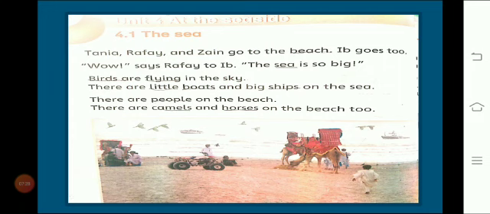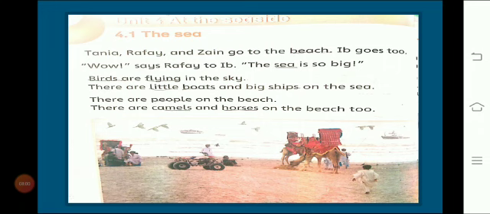Now, what happened? Tanya, Rafi and Zen went to the beach with their mama. Ibi also went there. And Rafi was very happy to see the big sea. Now, what is a sea? We can see that there is lots of water and it's deep water. You can travel from one end. Sea is not limited to a small place. It's an area of many kilometers.